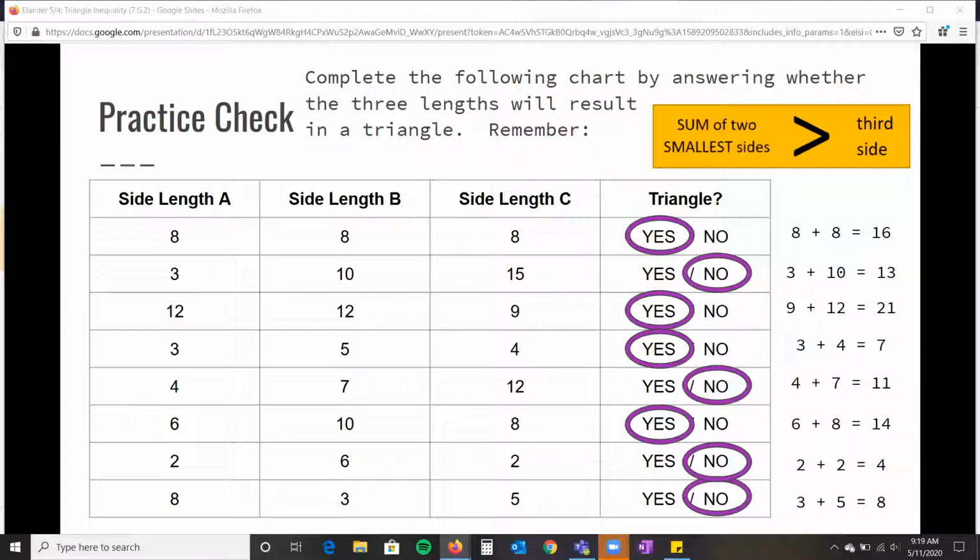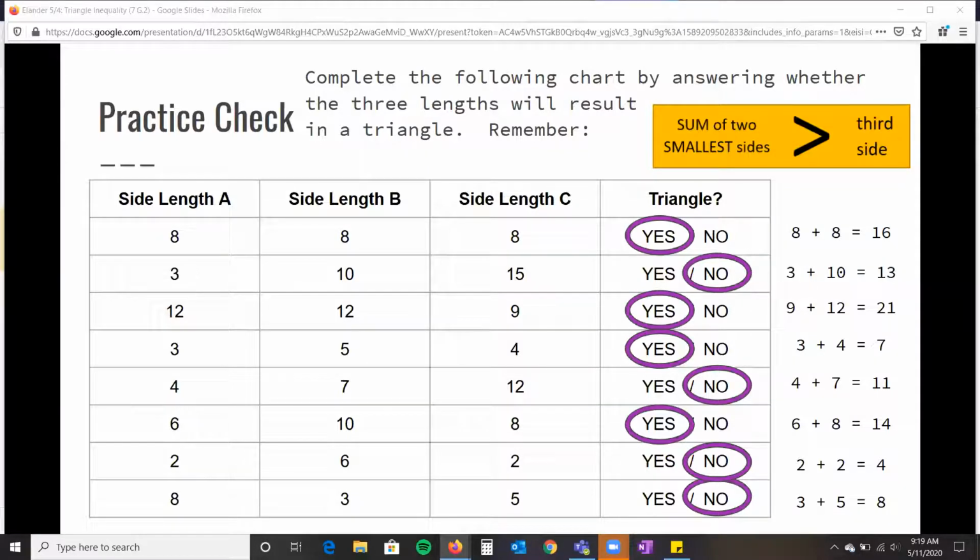All right. So, again, the two smallest sides on this would be the 6 and the 6, of course, right? So if we add those together, 6 plus 6 is 12. Is 12 greater than 14? And the answer, of course, is no, it's not. So it cannot form a triangle. Okay. All right. Good job.